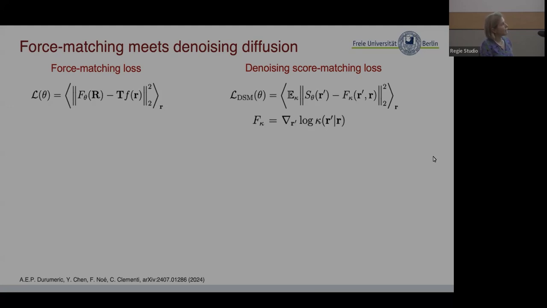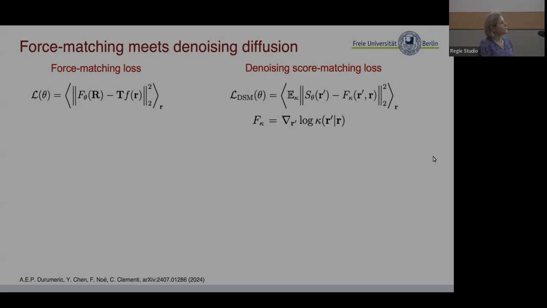You define a force that is a noising force. So you have your coordinates R. You apply a noise kappa that moves the coordinates just a bit according to a certain conditional probability. For instance, it can be a Gaussian conditional probability distribution. You start from R, you noise it to R prime. Then you take the log of this probability distribution, then you take the gradient. That becomes a force because the log of a probability distribution is an energy. The gradient of an energy is a force. So you're defining a noising force.